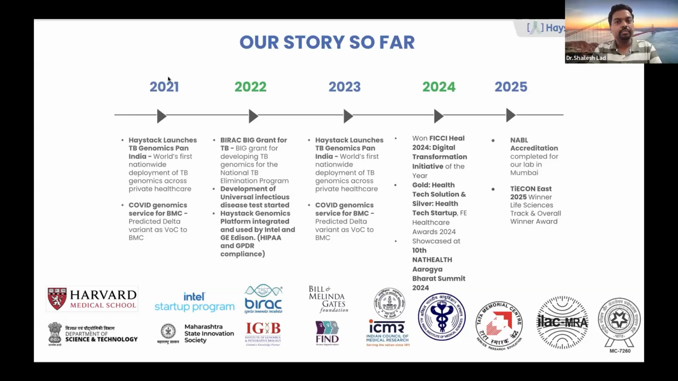During the same time, because of the pandemic, we were also involved in COVID genomic service for BMC, where we maintained a real-time dashboard of all the different strains that were coming up in different parts of the city, all through genomics. In 2022, our TB product got the BIRAC Big Grant, which was a big step up for us, because of which we got the funding to deploy the entire program pan-India and to spread across several different centers as well.